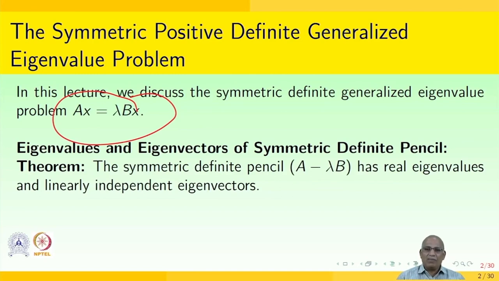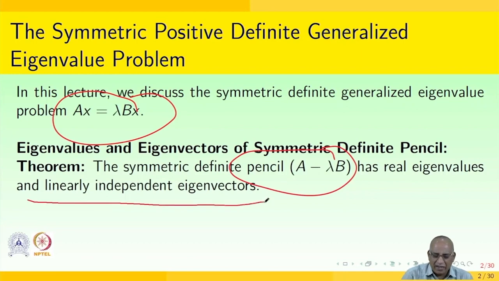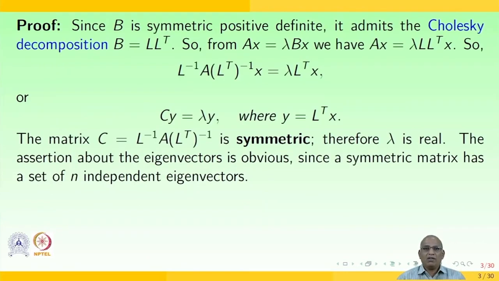Eigenvalues and eigenvectors of a symmetric definite pencil. The theorem states that the symmetric definite pencil, that is A minus lambda B, has real eigenvalues and linearly independent eigenvectors. Since B is symmetric positive definite, it admits the Cholesky decomposition B = L times L transpose. So from Ax = lambda Bx, we have Ax = lambda L L transpose x. So L inverse A (L transpose)^-1 times L transpose x is equal to lambda times L transpose x.